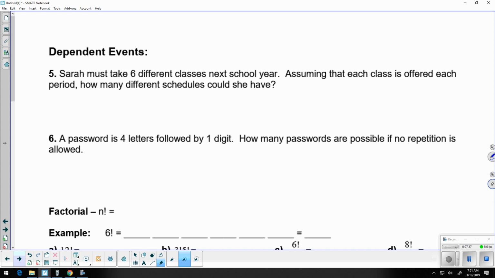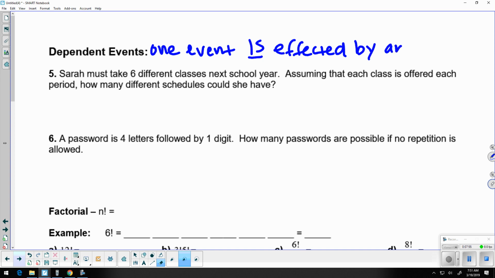Now we're moving on to dependent events. So dependent is when your one outcome or one event is going to be affected by another one. So this time one event is affected by another event. So each choice I make is going to be affected basically by my previous choice. Okay, so I don't have standalone choices in this case.